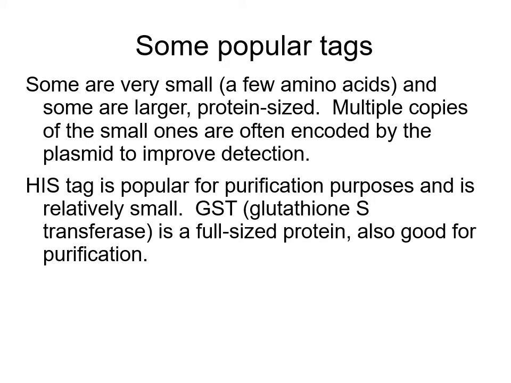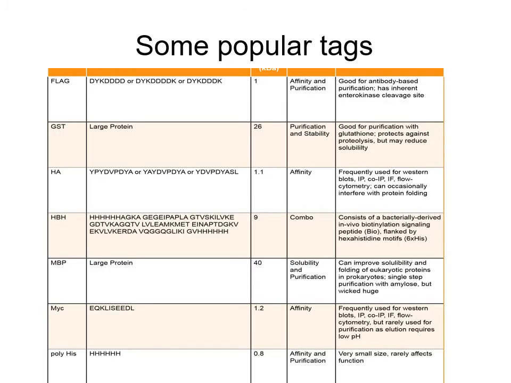So we're going to talk about a couple of these tags, which are used for different purposes. I'm going to explain a little bit about GST, which is glutathione S-transferase, as a mechanism for purifying proteins. His tag is also used for this purpose. And then we'll talk about a smaller tag, which is the HA tag, which is more often used just for detection by Western blotting, although occasionally for immune precipitation. Okay, so here's our GST, which is a large protein, and here's our HA, which is a few amino acids.